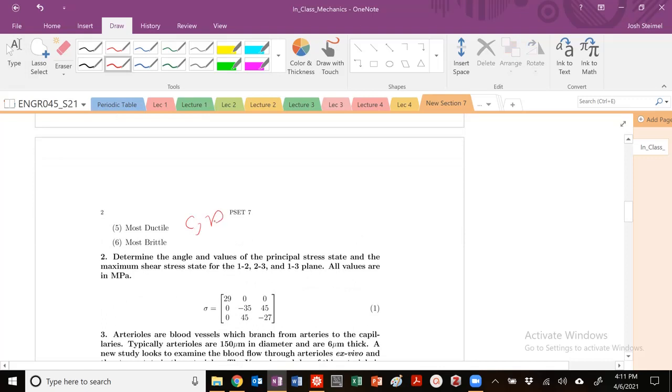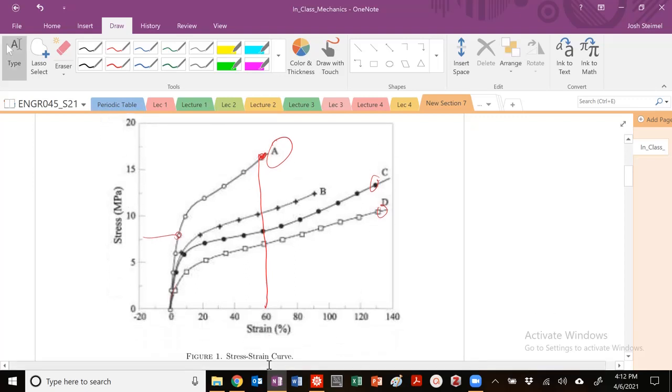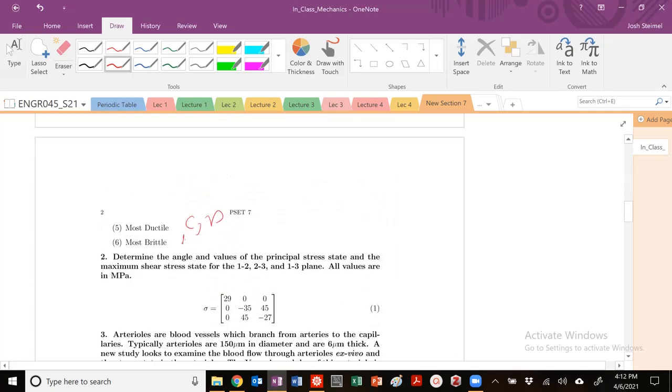Most brittle, where does the material fail first? So here, this would be my strain at failure. So this is my strain at failure here. So A is going to be your most brittle material.